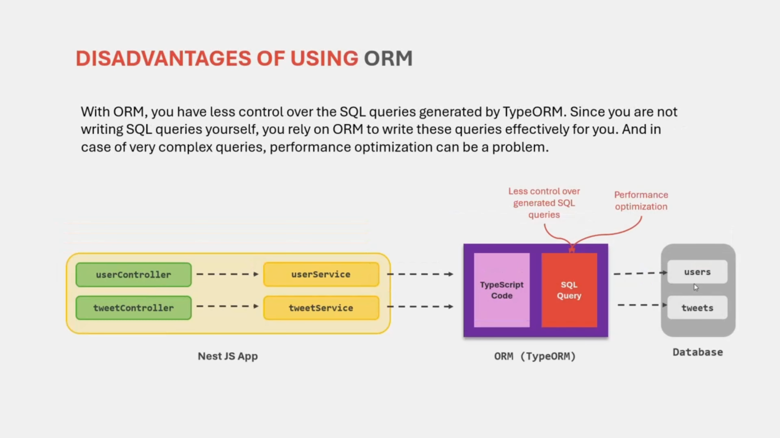Now, there are also certain disadvantages of using ORM. One of them is you have less control over the SQL queries generated by TypeORM. Since now you're not writing SQL queries yourself, you rely on the ORM to write these queries effectively for you. You will have very little control over what SQL query gets generated. And in case of very complex queries, performance optimization can be a problem. But having said that, TypeORM allows you to pass raw queries as well whenever you want. So it does not limit you to only depend on the methods provided by TypeORM for generating the SQL queries. You can also pass raw SQL queries to TypeORM whenever you want.